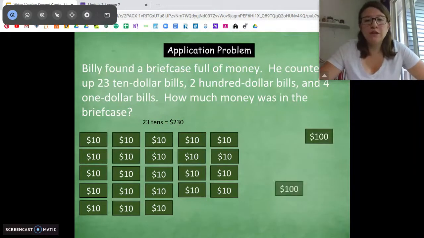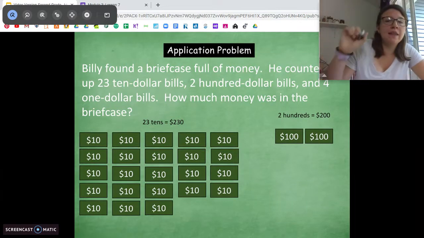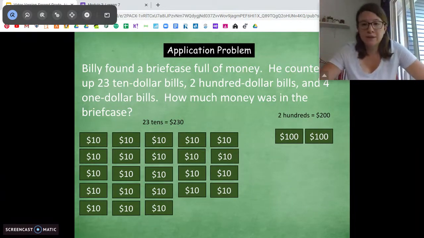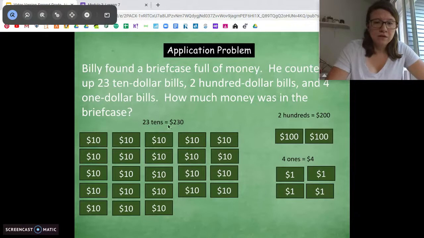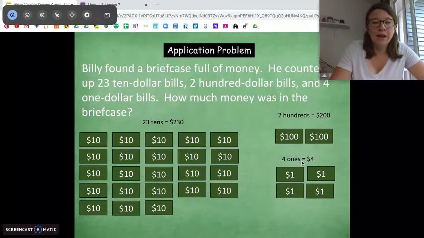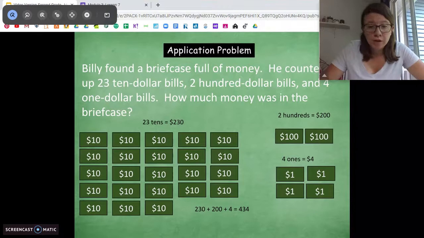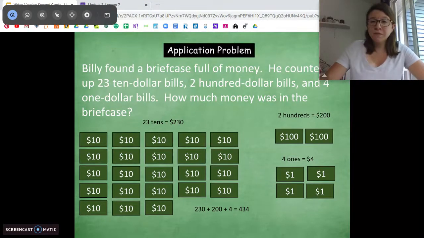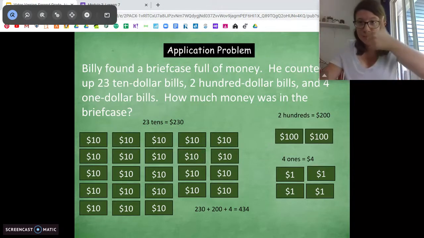So 100, 200. Okay. So we have 230, 200, and then he has 4 $1 bills. So let's add those little guys in. 1, 2, 3, 4. So we have 23 tens is 230 plus 2 hundreds is 200 plus 4 ones. So we're going to add all this together. We get 230 plus 200 plus 4 equals $434. Whew, that's a lot of money. Thumbs up if you got that.